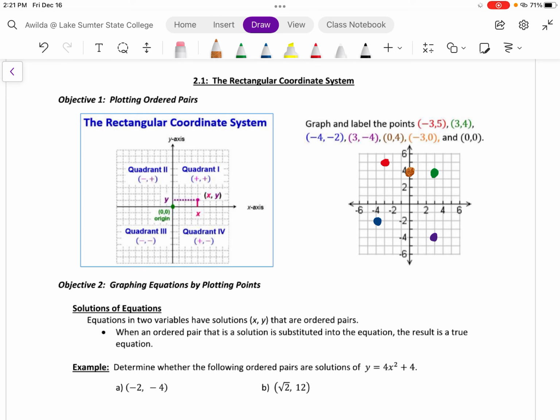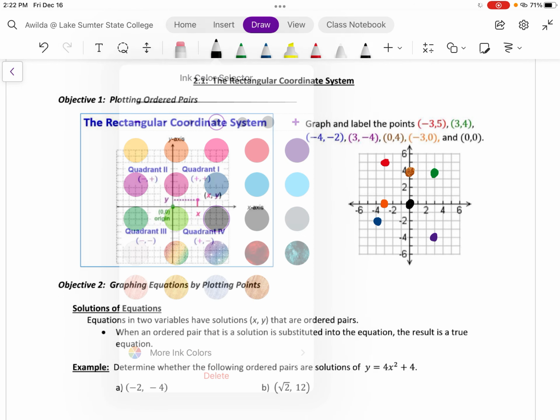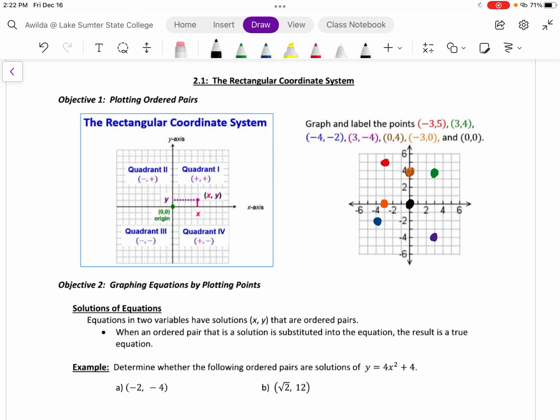The next ordered pair is -3, 0. So from the origin, we're going to travel 3 units to the left, but we're not going to travel any units up or down. Let me grab that orange color. And so we're going to drop that point right there. And finally, we have the point 0, 0, which is the origin. And of course, that is where the point is located.